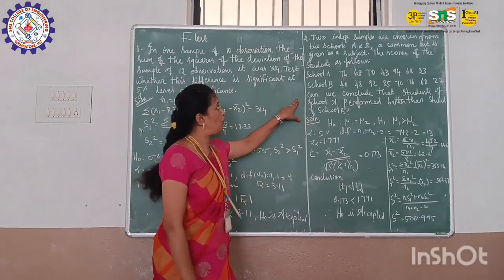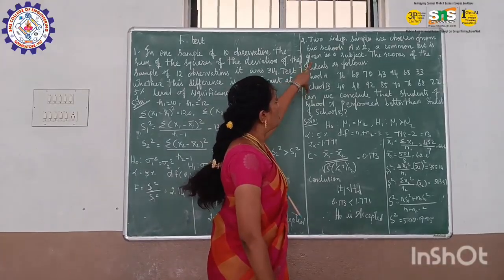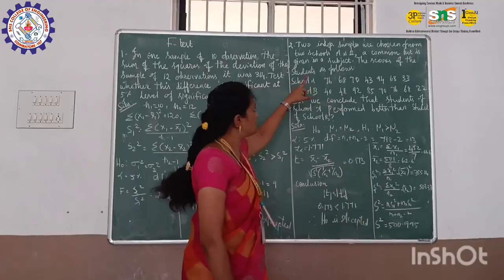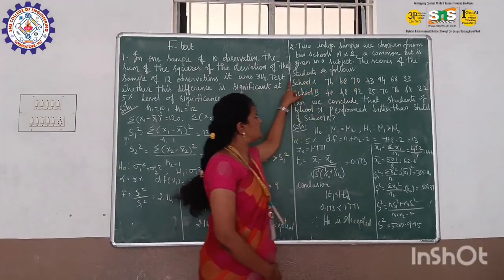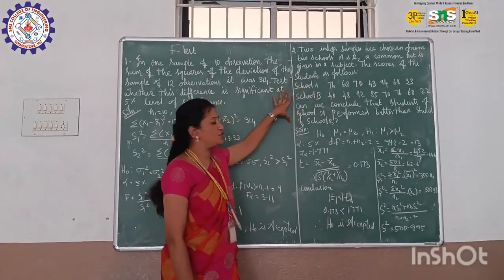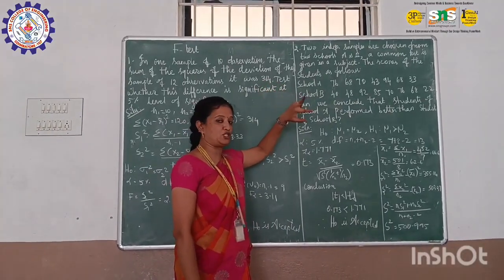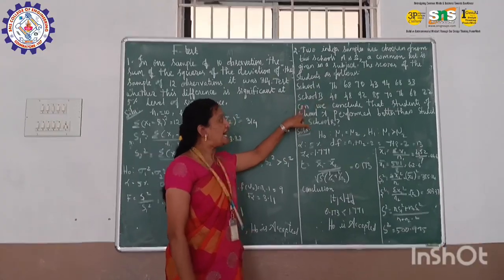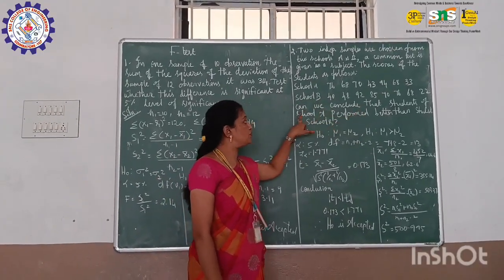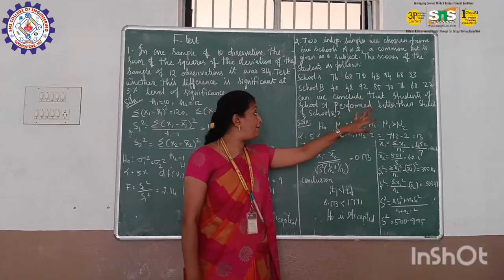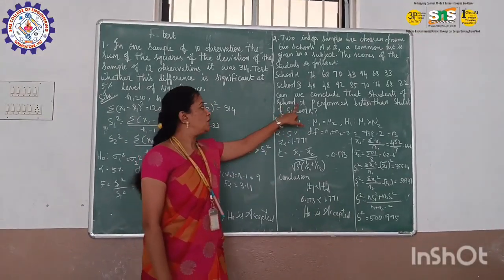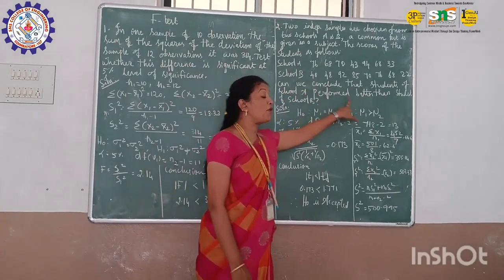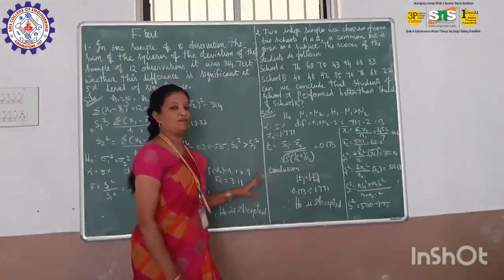Here I have considered a problem. Two random samples are chosen from two schools A and B. A common test is given in a subject, the scores of the students. So common test for two sets of data, school A and school B, a common test marks is taken. Can we conclude that the students of school A performed better than students of B? No doubt here, you need to check whether school A performs better than school B.